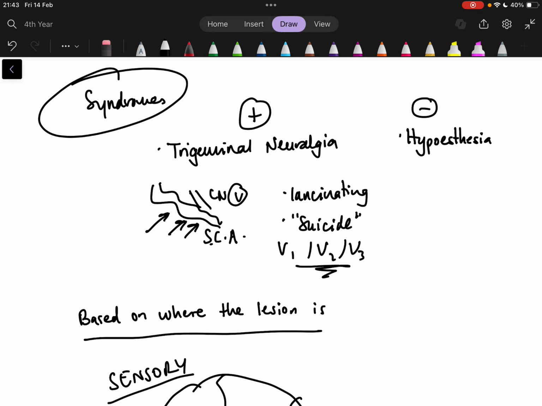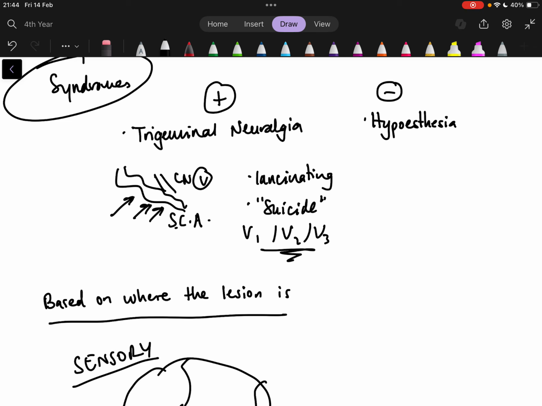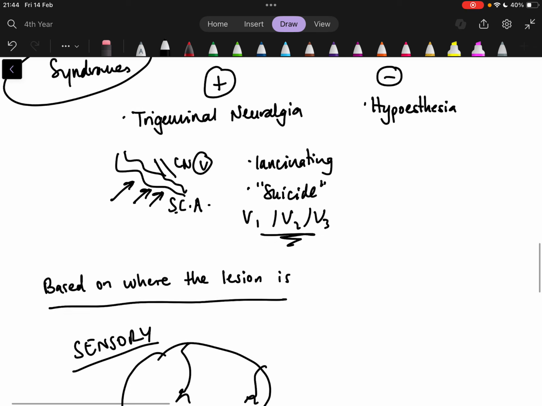So it normally happens, there are different causes, but normally one of the causes is a compression of the superior cerebellar artery, which is an artery in the pons, which compresses against cranial nerve number 5, the trigeminal nerve, and it can affect different parts of the divisions of the trigeminal nerve. All right, and then negative symptoms, just the opposite. So hypoesthesia, which basically means reduced sensation of the trigeminal nerve.